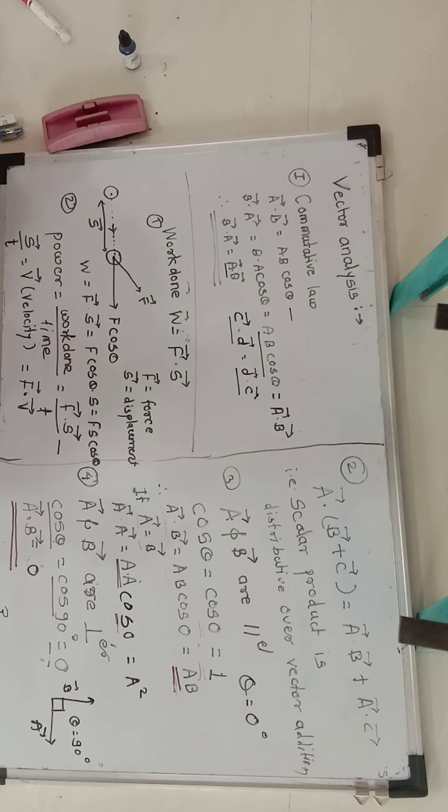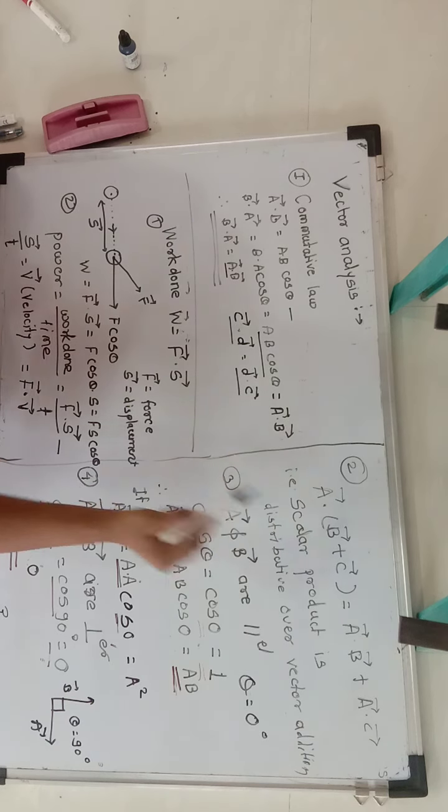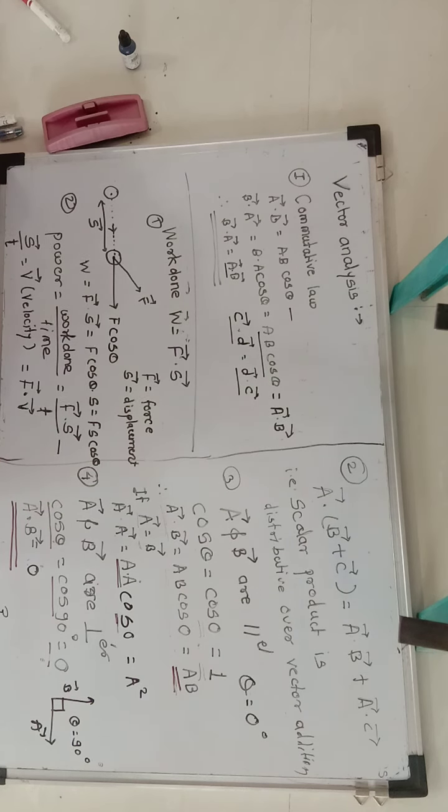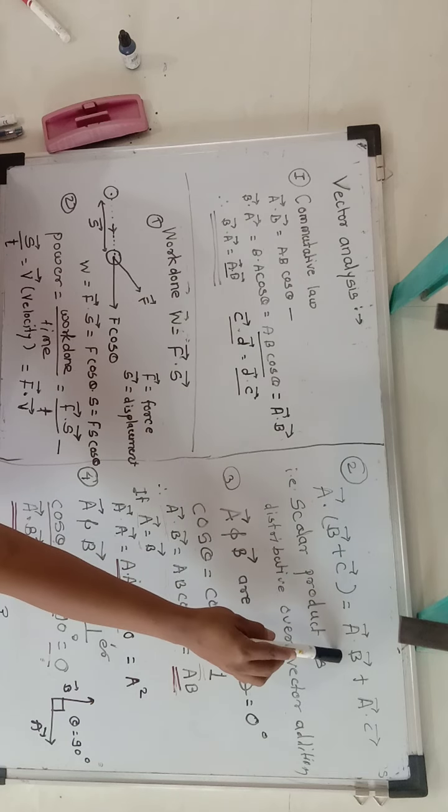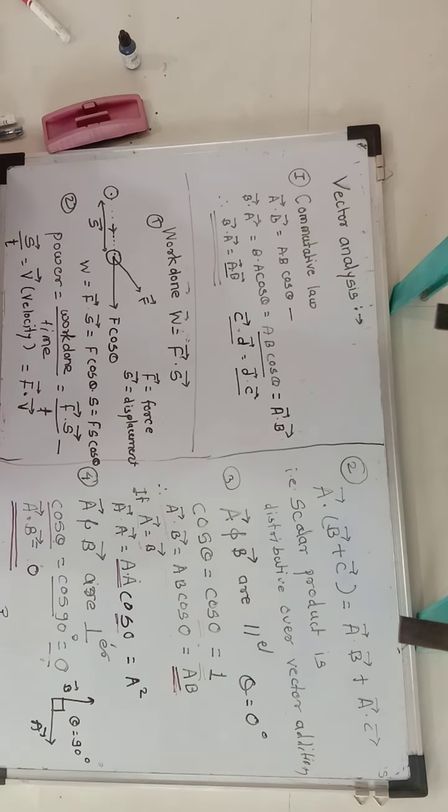Another property. Suppose a bar dot b bar plus c bar. We can write it as a bar dot b bar plus a bar dot c bar. That is, the scalar product is distributive over vector addition. The third and fourth properties are very important.